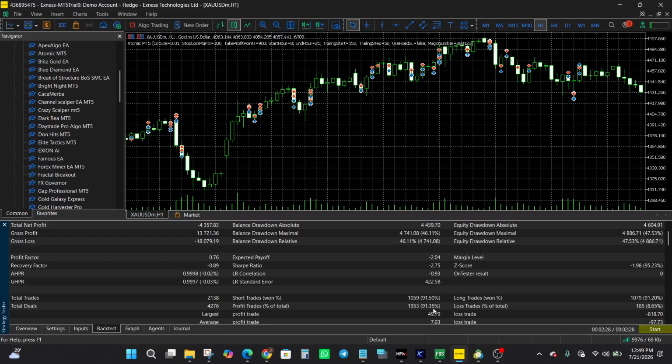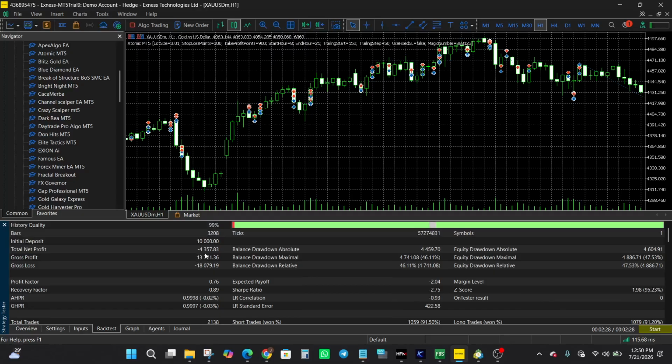The overall win rate was 91.35%, and the short trades win rate was still over 91%, like 91.5, and the long trades win rate was 91.2%. So this is excellent. Now, on the surface, that's an unusually strong hit rate, but the account still lost money overall, down about $4,357.83. So it's close to 44% of the starting balance that was lost.